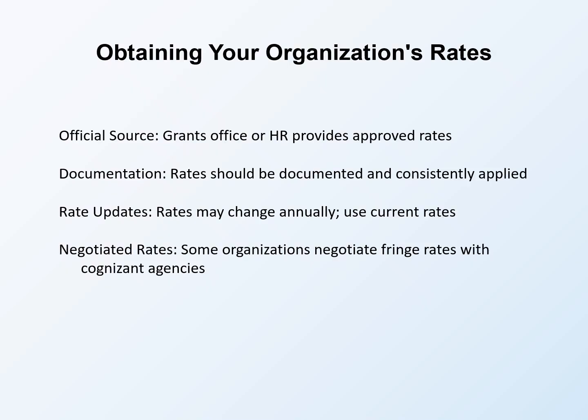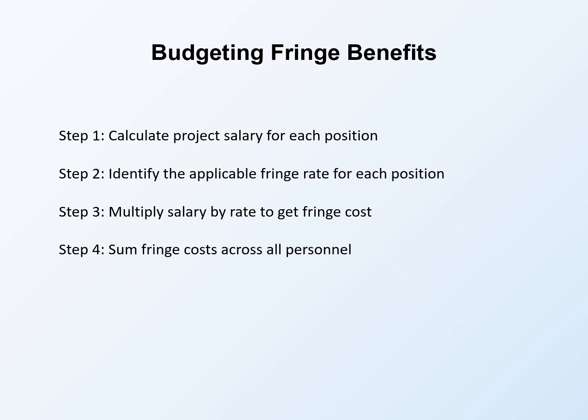Some organizations, particularly those with significant federal funding, negotiate fringe benefit rates with their cognizant federal agency, similar to indirect cost rate negotiations. These negotiated rates provide additional assurance that rates are reasonable and properly calculated. Organizations without negotiated rates should still document their rate calculation methodology. Budgeting fringe benefits follows a straightforward process once you have salary figures and know applicable rates. Walking through this process ensures you include all necessary fringe costs.